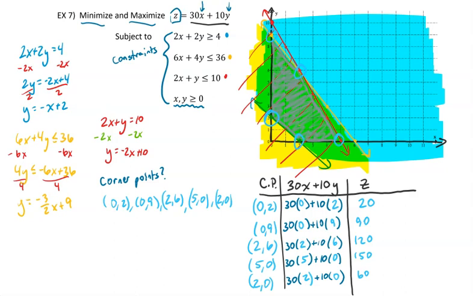So for this first method, we kind of just brute forced it. We found all of the corner points, we plugged them all in, and now all we have to do is look through these values to see which one is the biggest and which one is the smallest. In this case, 20 is the smallest, which would be our minimum, and 150 is the biggest, which would be our maximum.